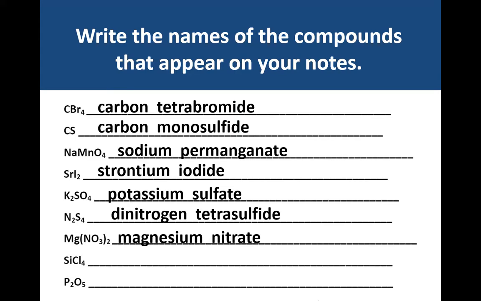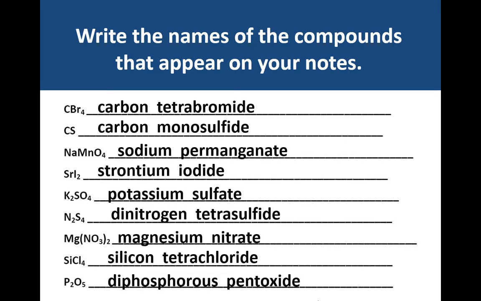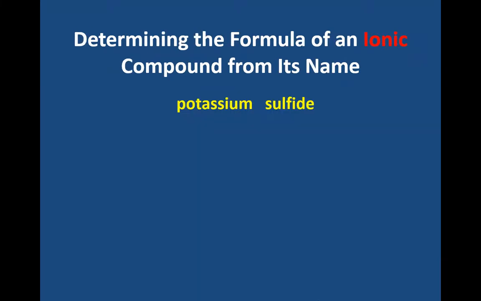SiCl4. Silicon tetrachloride. And P2O5. Diphosphorus pentoxide. So, determining the formula of an ionic compound from its name, potassium sulfide.